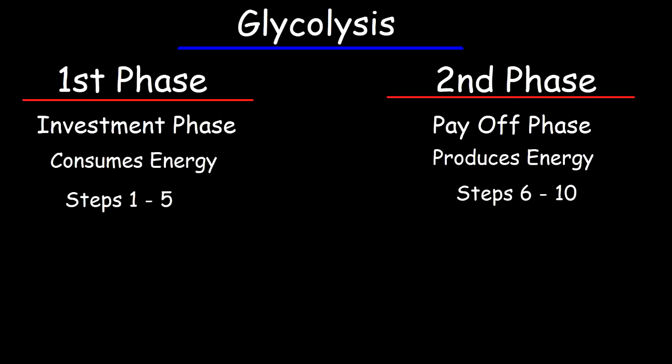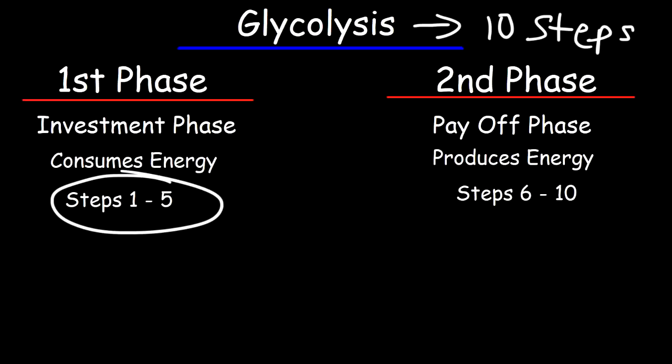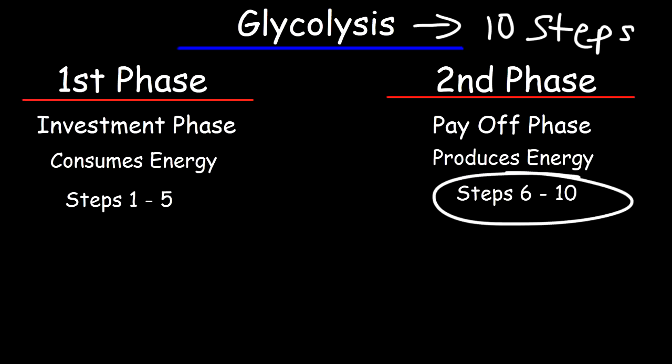Now, glycolysis can be broken up into 2 phases, and it occurs in 10 steps. So in the first phase, which represents steps 1 to 5, this is known as the investment phase. And the second phase, which occurs through steps 6 to 10, is known as the payoff phase.